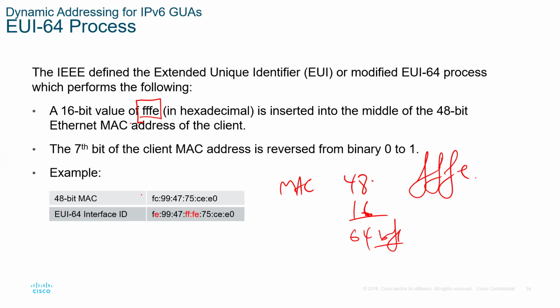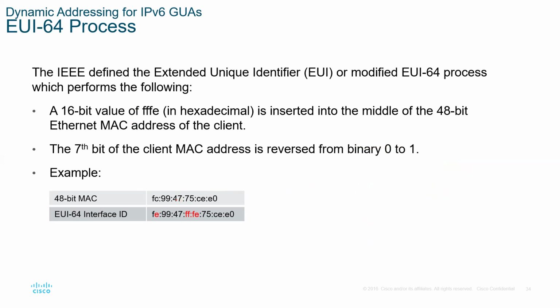The 7th bit of the client is reversed from binary 0 to 1. I think the correct word is flipped. It depends. Can I read 0 and end up with 1? Can I read 1 and end up with 0? So let's work with that example. How does it work?